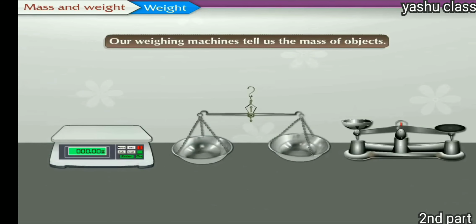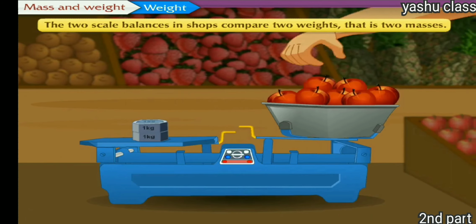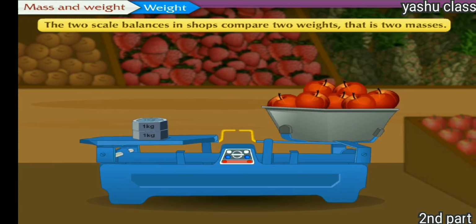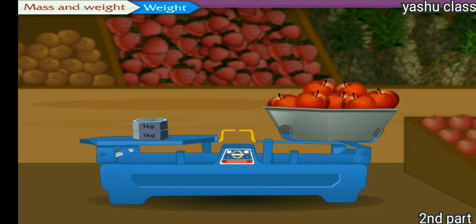Our weighing machines tell us the mass of objects. The two-scale balances in shops compare two weights, that is, two masses. Now it's time for a question-answer session.